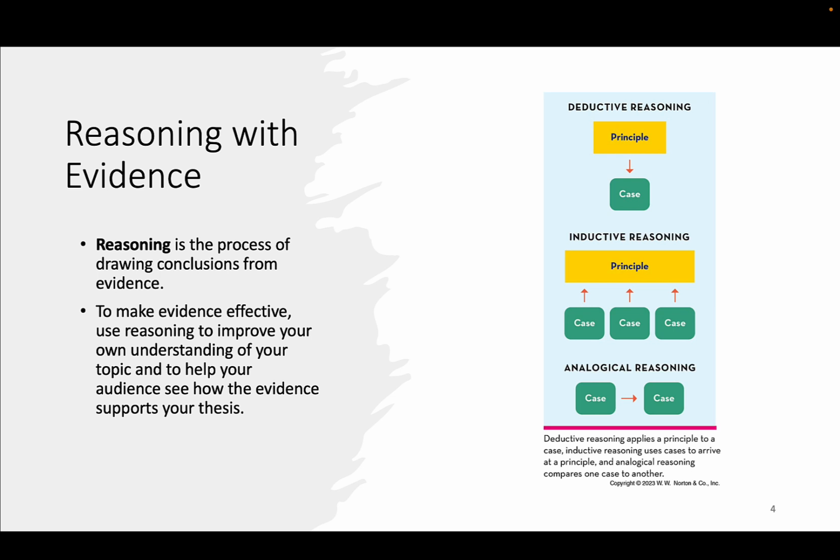Sometimes those links are obvious, but sometimes you have to do a bit of explanation. There are a few different ways that we reason. We reason from principles, which is also known as deductive reasoning. We reason from examples, which is also known as inductive reasoning. And we reason by comparison, which is known as analogical reasoning. Now, we do these things every day. You probably just don't realize it. Let's look at these different kinds of reasoning.